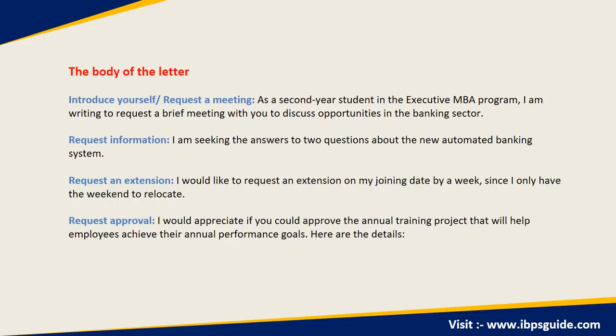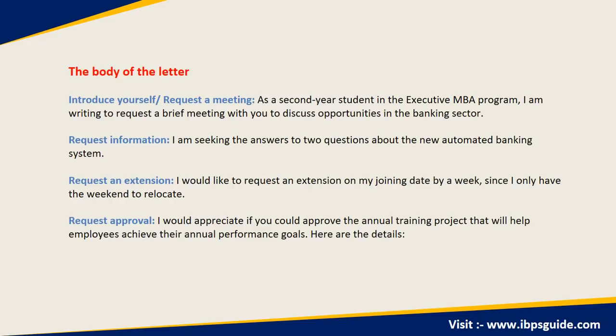You can't just be vague and say I want an extension. Obviously that person will want to know how long you need. So when you say I would like to request an extension, you need to mention how long, be it a month or a week or 6 months, whatever the period. And you should also mention why. This is the format for requesting an extension. You absolutely must mention how long and why.